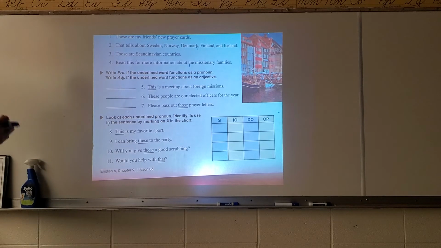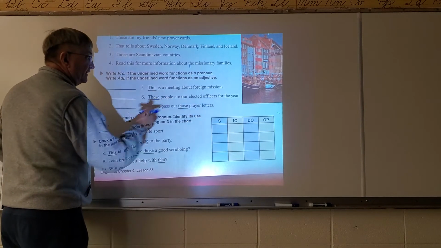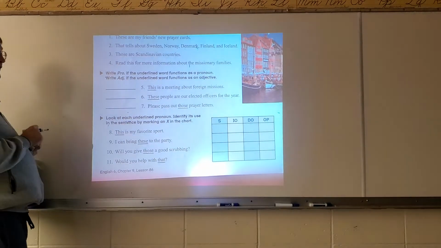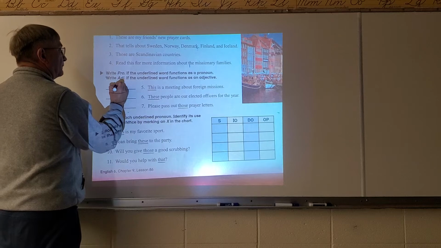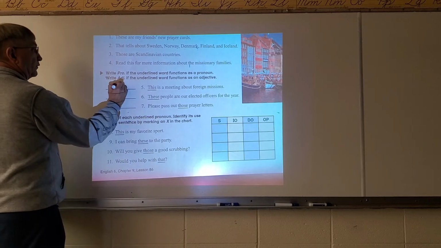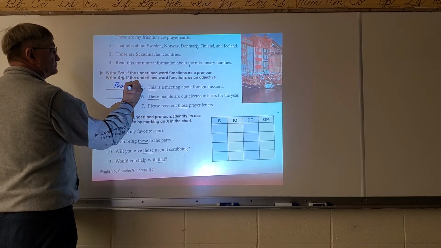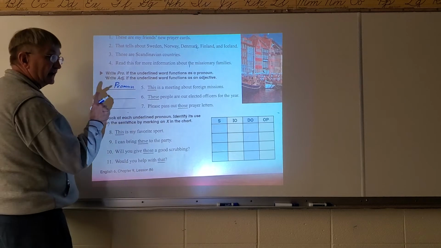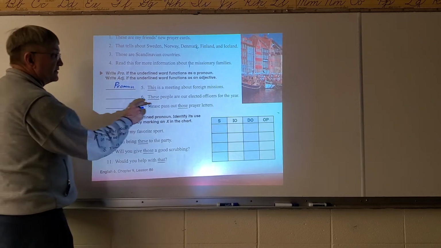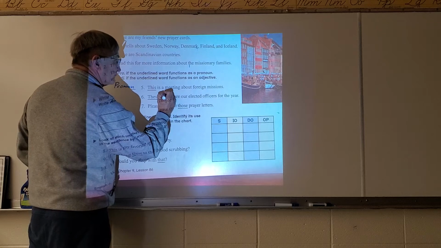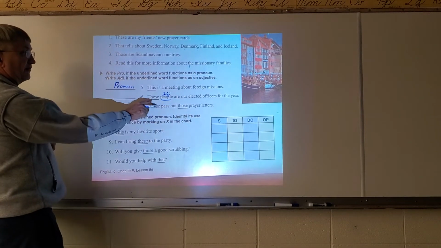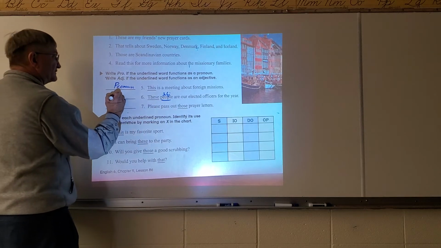We have, this is a meeting about foreign missions. So this refers to a specific thing. So therefore, that's going to be a pronoun. You can do a PRO, because it is the subject of the sentence. Now, here's the other part. Again, looking for the subject is the key here. These people. People is the subject. So since the subject is people, these is specifying people, so therefore it's an adjective.